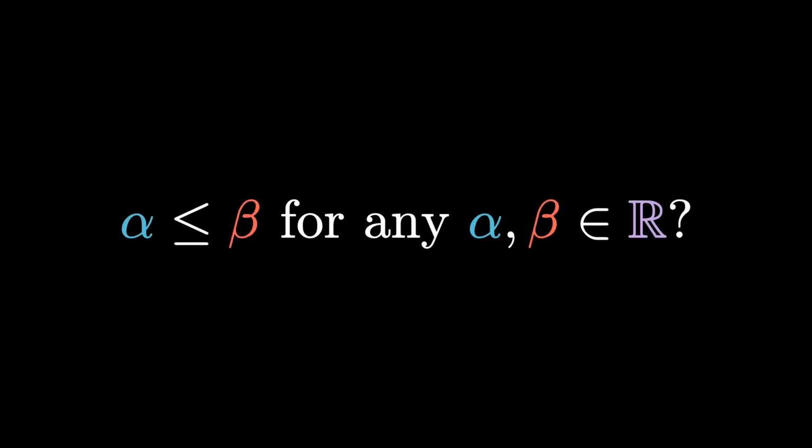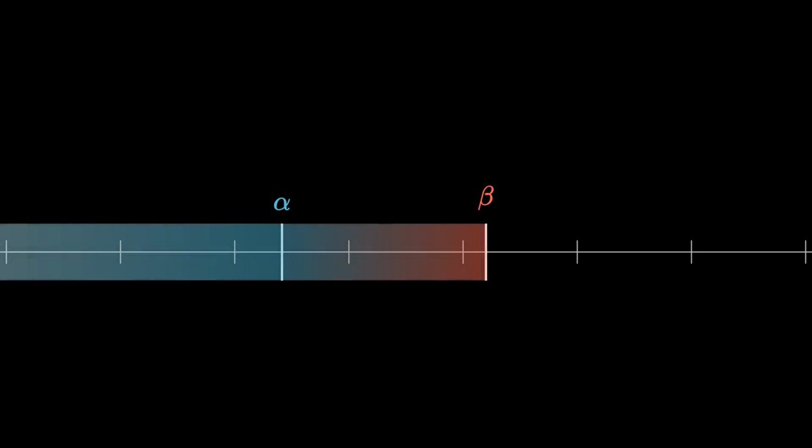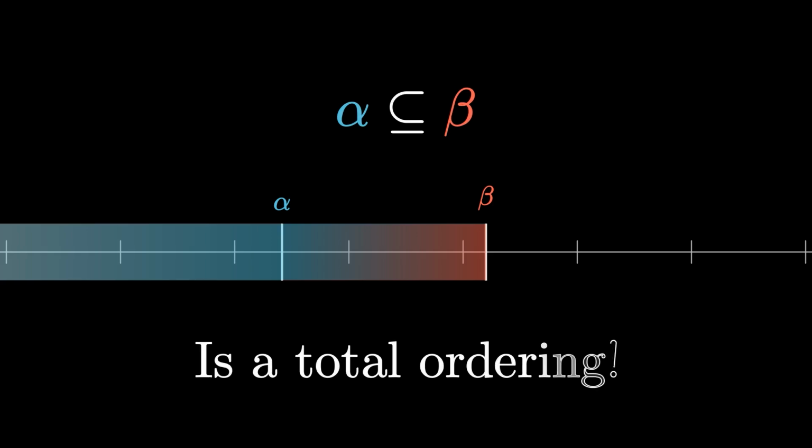Let's quickly look at the ordering and the operations. For the ordering, how should we define alpha is less than or equal to beta for any two real numbers, alpha and beta? Well, intuitively, if alpha is less than or equal to beta, then the Dedekind cut associated with beta contains the Dedekind cut associated with alpha, just by the very definition of these sets. So the ordering in the reals is simply a subset relation. Then you can easily prove that this subset relation does indeed satisfy the properties of a total ordering.